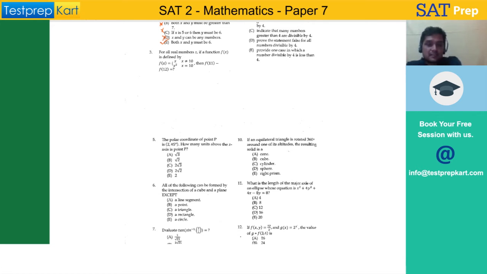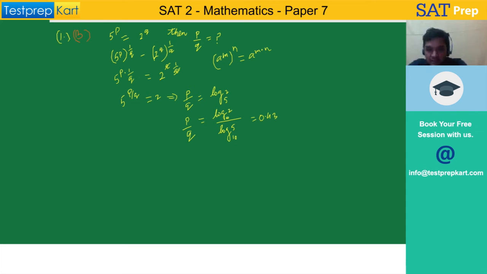For all numbers x, a function f of x is defined by f of x equal to x when x is not equal to 10, and x square when x equal to 10. Then f of 11 minus f of 12. So 11 and 12 both are not equal to 10, so f of x equal to x. Okay. We shall discuss this question.